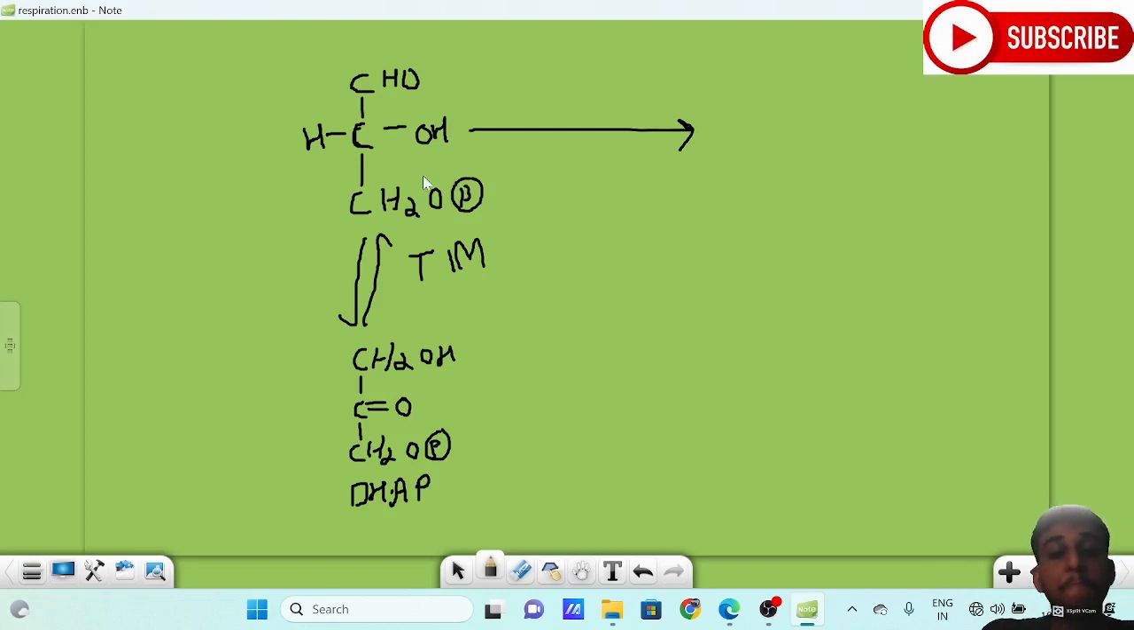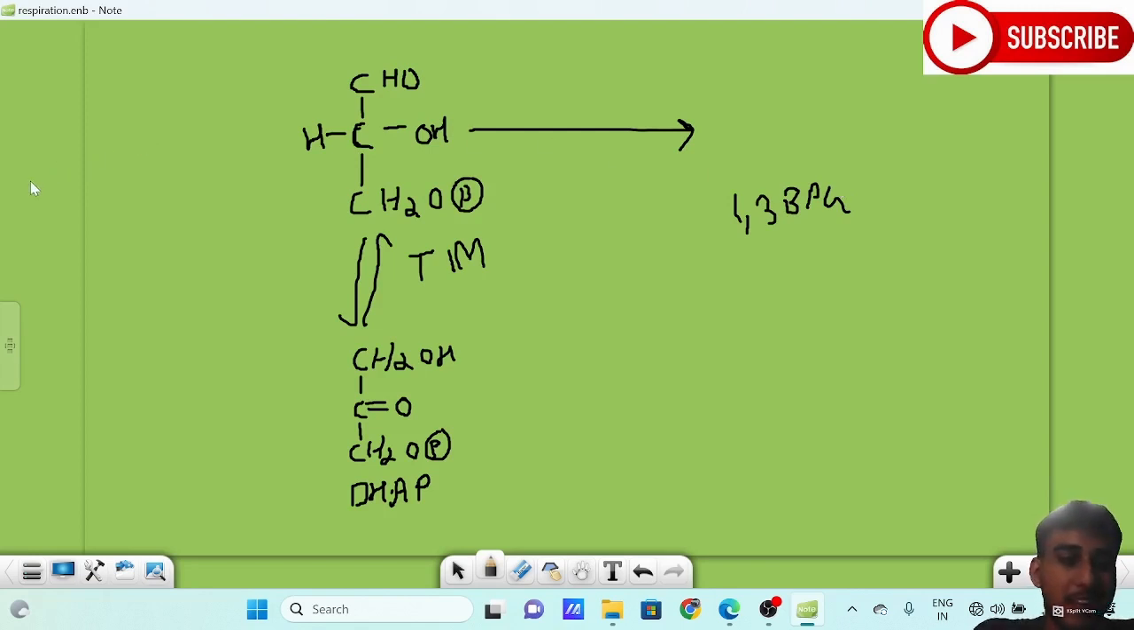Next, glyceraldehyde 3-phosphate gets converted into 1,3-BPG. What? 1,3-BPG. 1,3-BPG means 1,3-bisphosphoglycerate. Glycerate. It was a glyceraldehyde, which means CHO. Now the CHO is being converted into glycerate or glyceric acid. You know why it is known as glycerate, and why it can also be called glyceric acid.